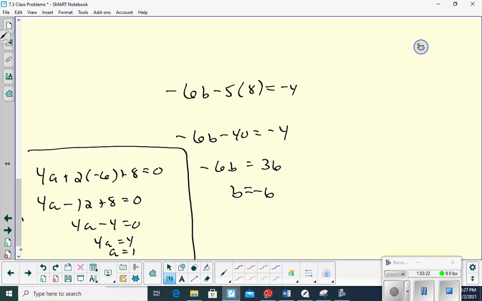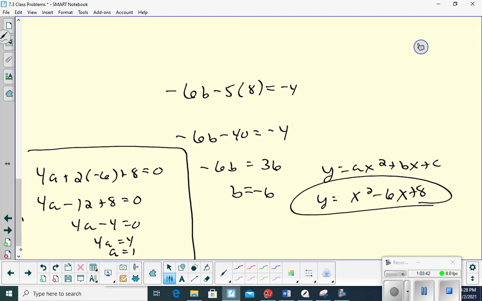So remember the equation is y is equal to ax squared plus bx plus c. So y is equal to 1a, so just x squared, minus 6, because that's my b, x, and then my c was 8, plus 8, and that is my equation. Remember, you have to have that equation. That is the final answer.